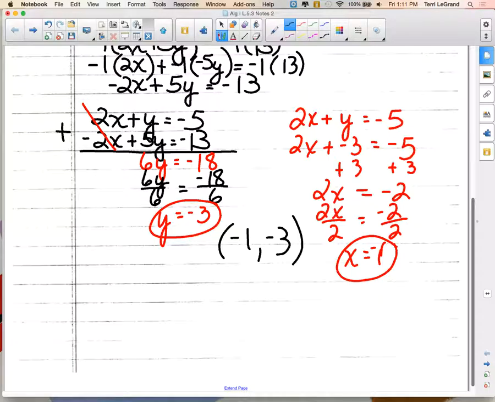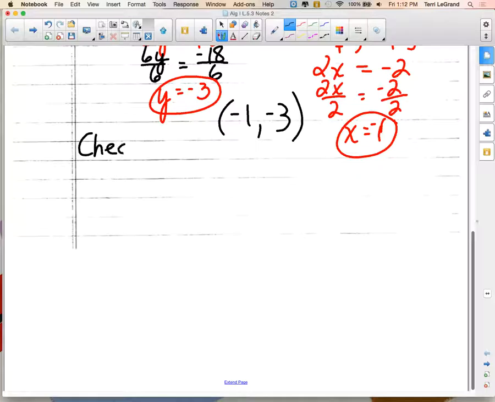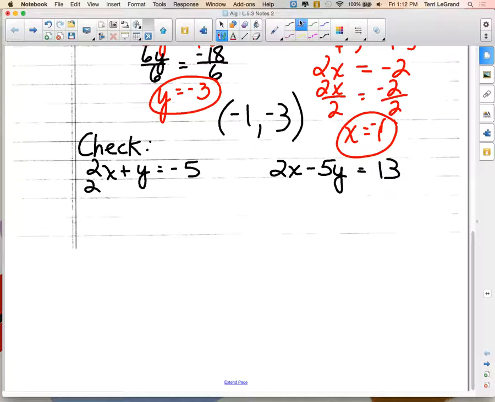So now, this is where you must check them in both original names, not that new second equation's new name. You can't use that because if you renamed it incorrectly, of course it's going to check out. So you need to check in the original names, which are 2x plus y equals -5, and the other one is 2x minus 5y equals 13. Subbing in your -1 for x and your -3 for y.